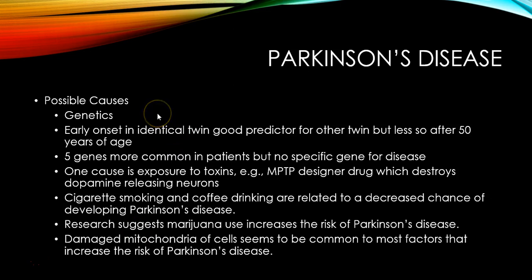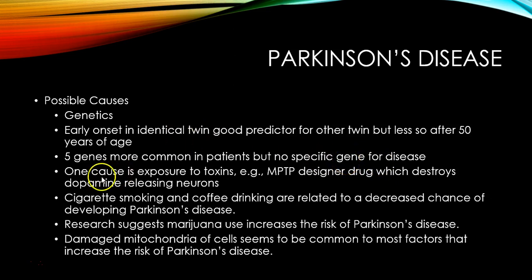Possible causes of Parkinson's disease can be genetics, especially in early onset Parkinson's disease. If one identical twin has early onset Parkinson's disease, it's a good predictor for the other twin, but less of a good predictor after 50 years of age. So later onset doesn't seem to be as genetically controlled. There seem to be 5 genes that are more common in patients that have Parkinson's, but we don't have a specific gene yet that codes for Parkinson's disease that we know of.